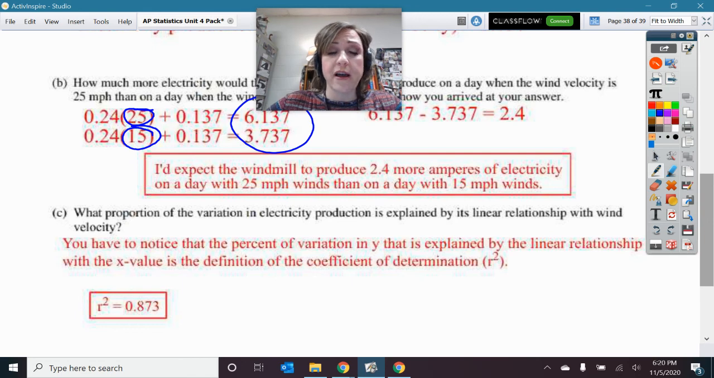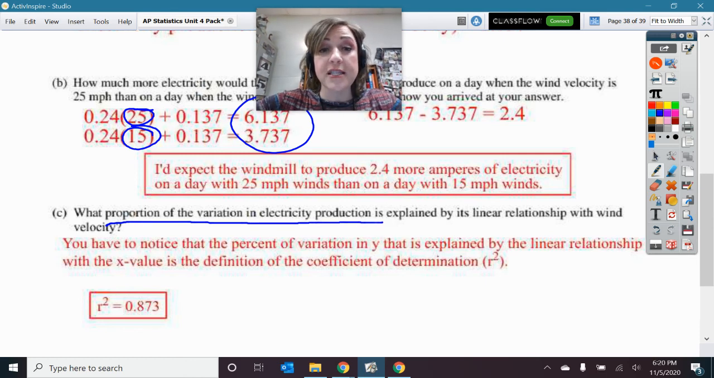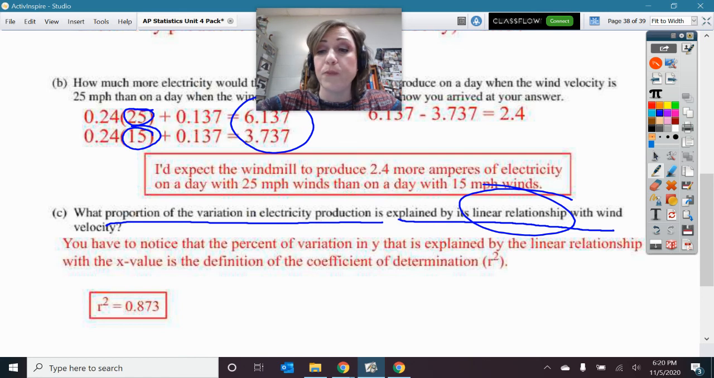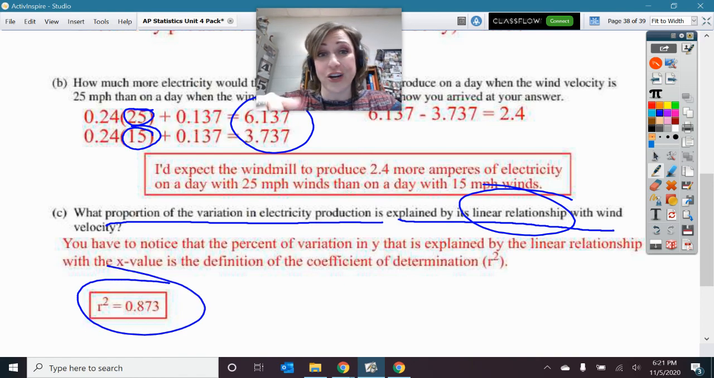And look at this next one. What proportion of variation in the electricity can be explained by that linear relationship? The percent of variation that is found in the y can be explained by the changes in the x, or it can be explained by the model itself. That's the linear relationship with the wind velocity. So the key here was knowing what they were asking for was the coefficient of determination. So you just had to identify the r squared.